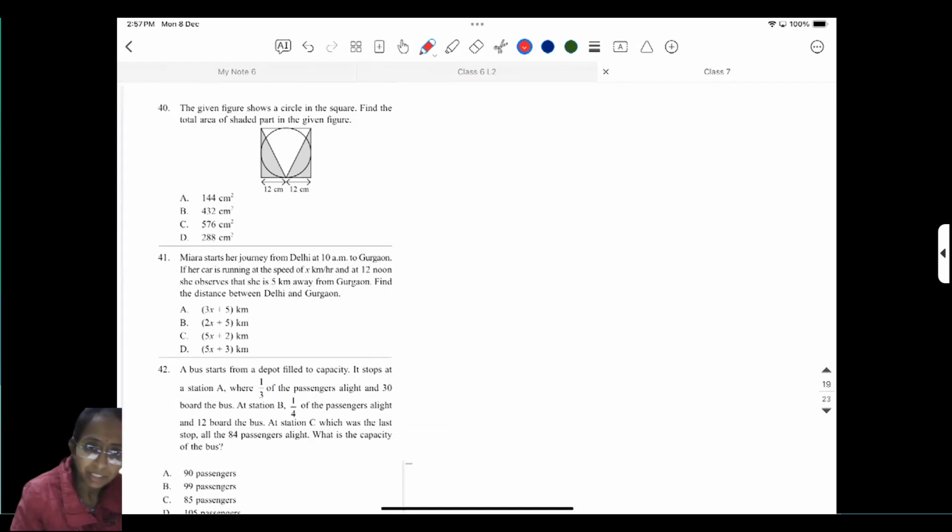We need to find the area of this shaded part. This is a square, so we need to find the areas of two triangles. Both triangles have area half into base into height, where the base for both is 12. So half into 12, and the height is the side of the square, which equals this side, that means 24. So height will be 24.